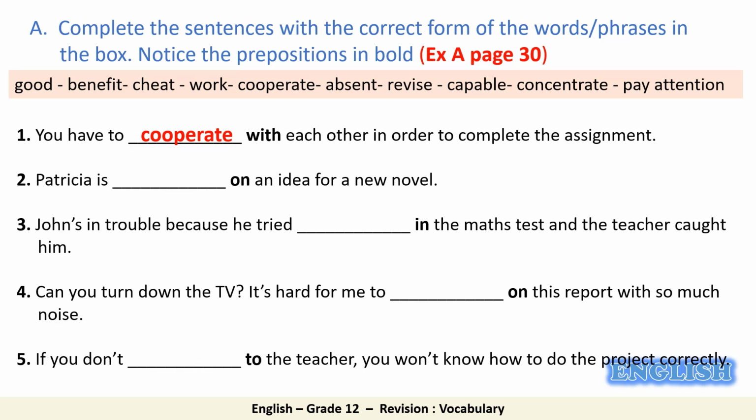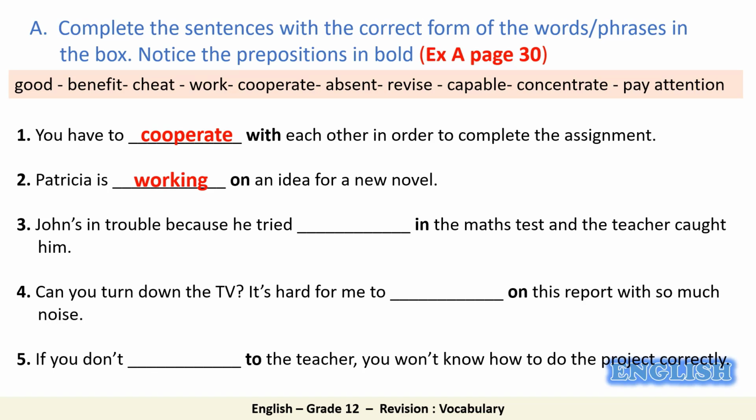Number 2. Patricia is on an idea for a new novel. Patricia is trying to develop an idea for a new novel. So the answer is working on. Very good. Notice that the present progressive is used in the sentence. That's why work is in the ing form. Moving on to sentence number 3.